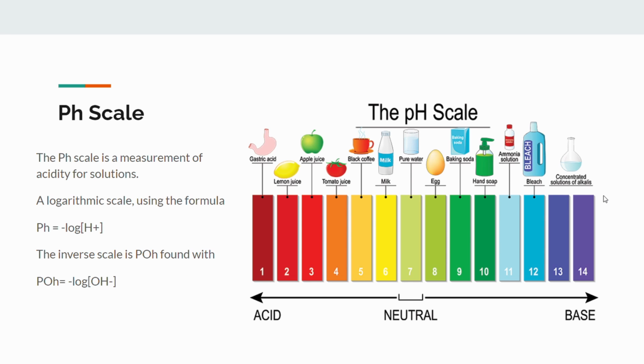Now the pH scale is a logarithmic scale we use to show how acidic or basic a solution is, 1 being the most acidic and 14 being the most basic. 7 is neutral. And this value can be found by using the equation negative log of the concentration of H+ ions per mole.